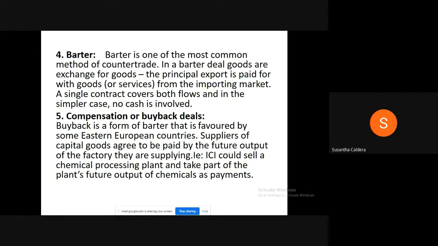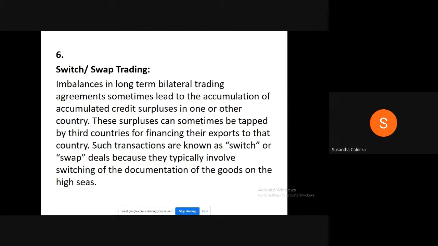Right? I think for 10 years or so, we had some agreement to sell the stuff to Russia, but now we don't have. Now the entire factory has been sold, early to Korean guys, then to Indian guys, now to another Sri Lankan guy. So that is compensation or buyback deals. Number 6 is switch or swap trading.